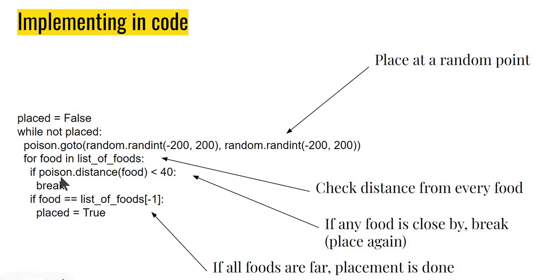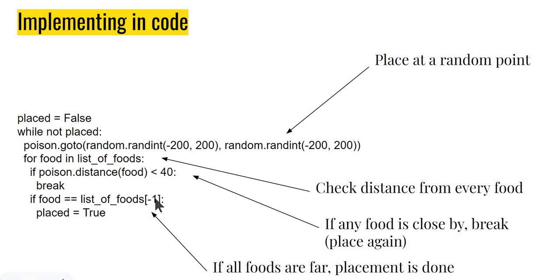However, if all of them are above 40, so this condition is not holding, and my food is the last food in this list, notice the list of foods is a list of all the foods, then that means I've successfully placed the poison, and hence I can stop trying to place this again. So this will ensure that poison never falls on top of a food.